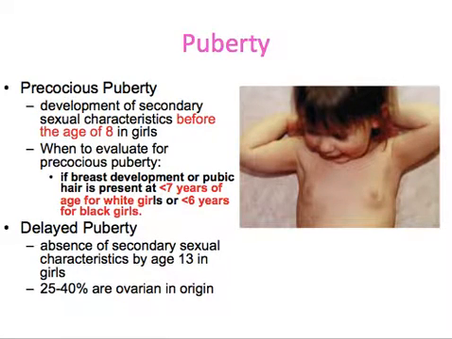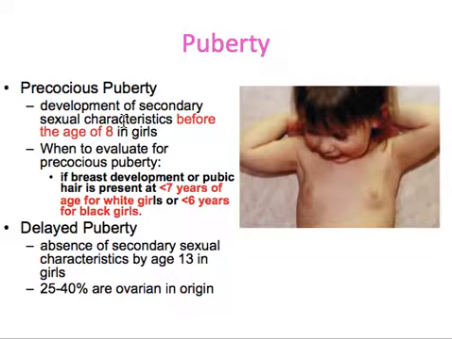So pathologic states of puberty could either be precocious puberty or the early development of your secondary sexual characteristics, and this is defined as puberty before the age of 8 in girls. So when to evaluate for precocious puberty: if there's breast development or pubic hair development at less than 7 years of age for white girls or less than 6 years old for black girls. So look at this little girl, she already has a breast mound, and this is not normal. This is pathologic. This is a manifestation of precocious puberty.